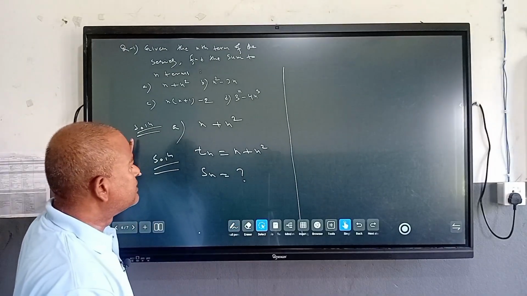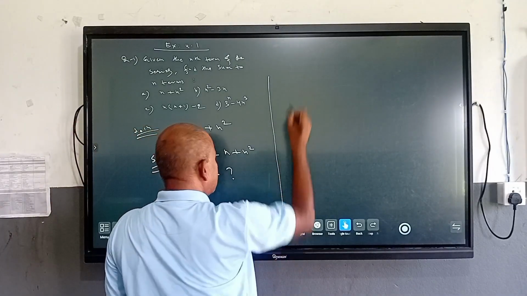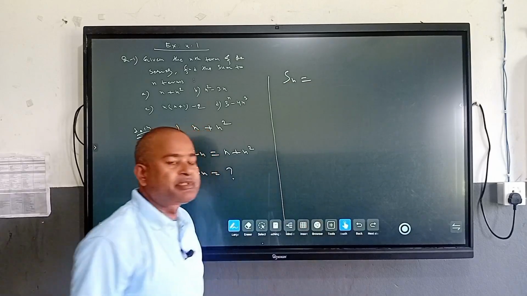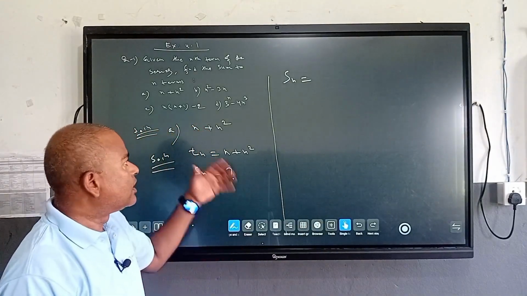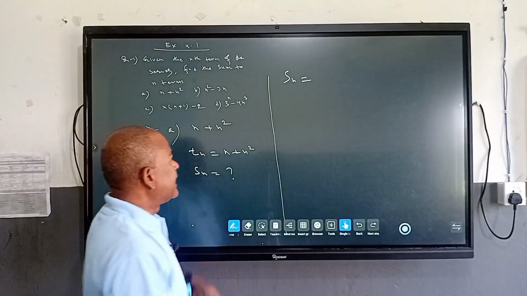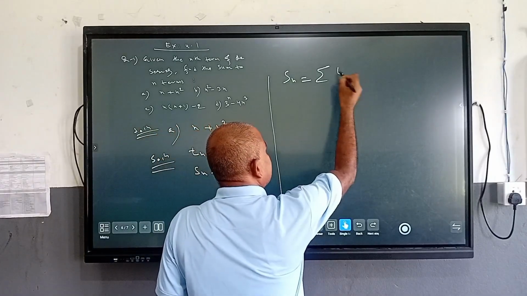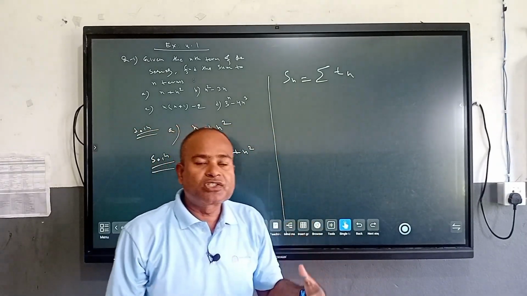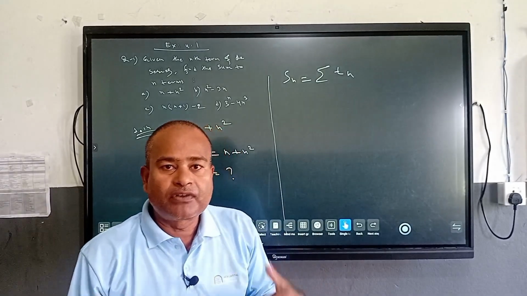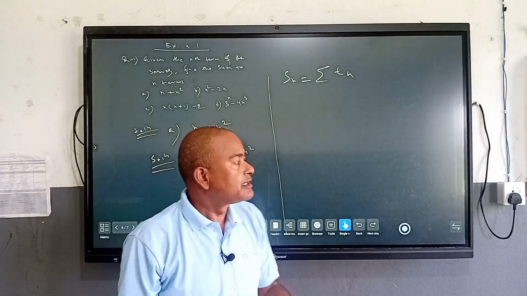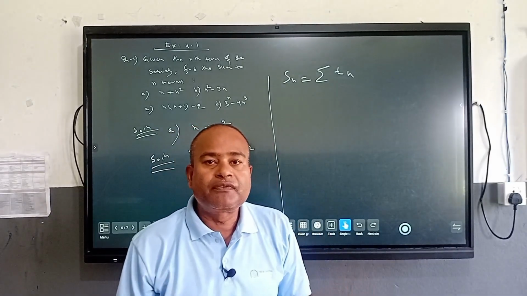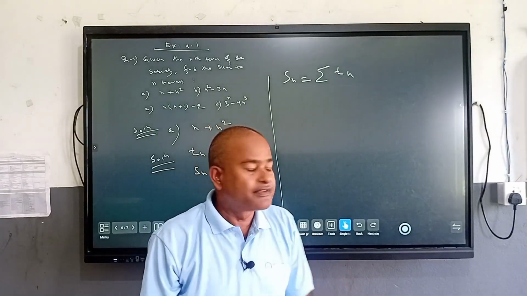Dear students, Sn means the sum of n terms of a given series. Sn we can write as summation Tn. If Tn is the general term, or we can say the nth term of a given series, then summation Tn represents the sum of the n terms of the given series.